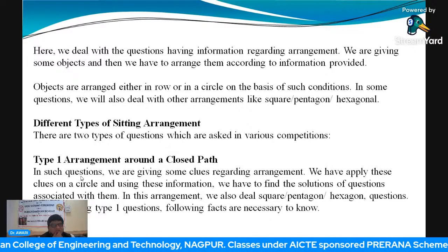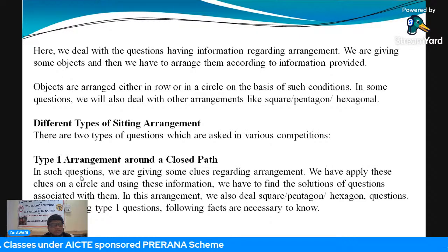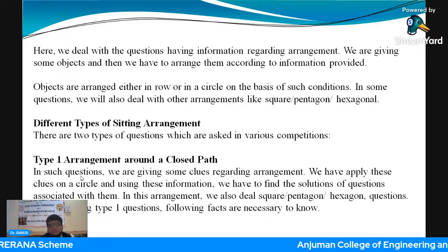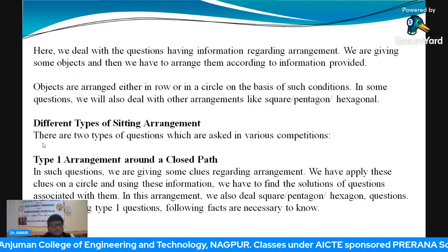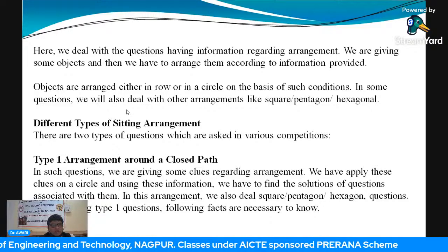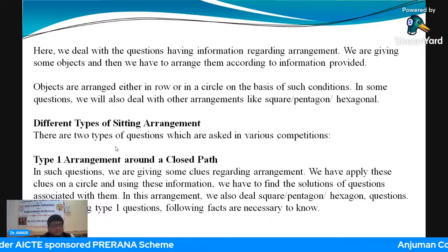Here we deal with questions having information regarding the seating arrangement. We are given some objects, and then we have to arrange them according to the information provided. Objects are arranged either in a row or in a circle, or on the basis of such conditions. In some questions, we will also deal with other arrangements like a square, pentagon, hexagon. Different types of seating arrangements are there.